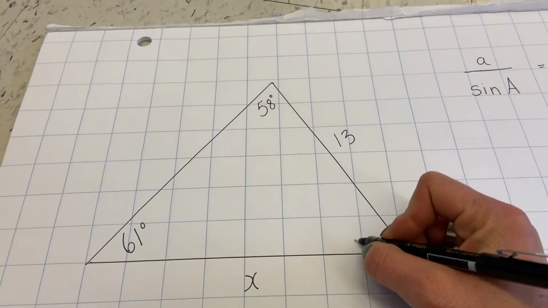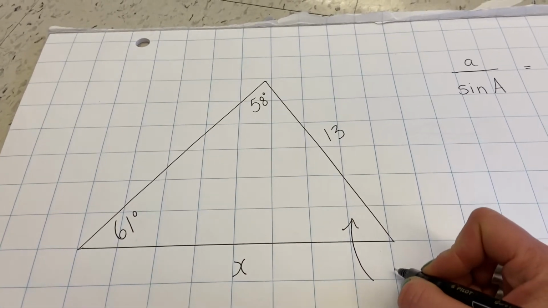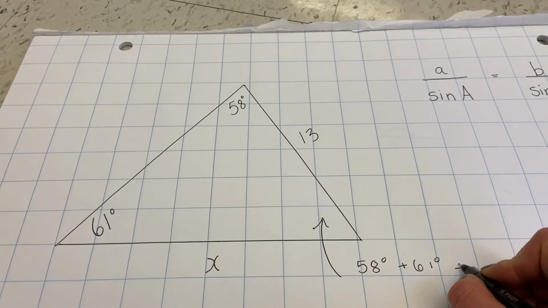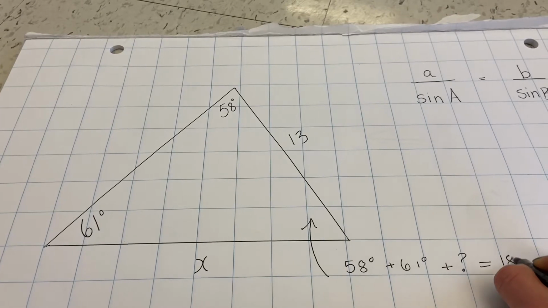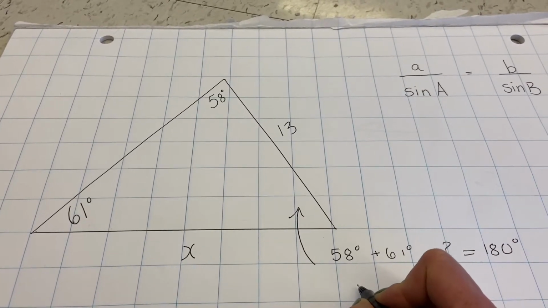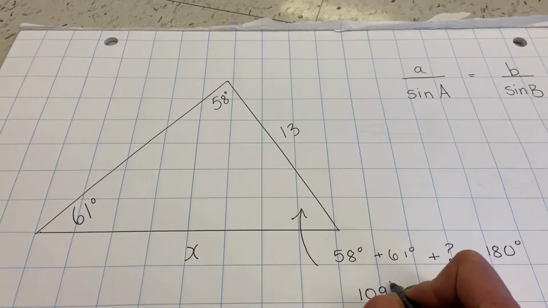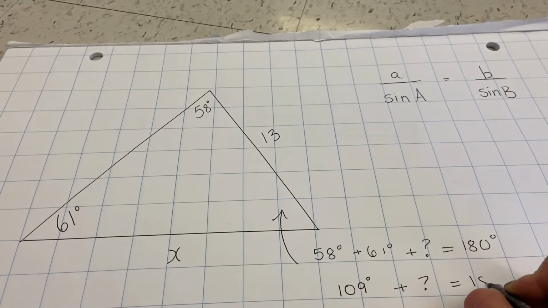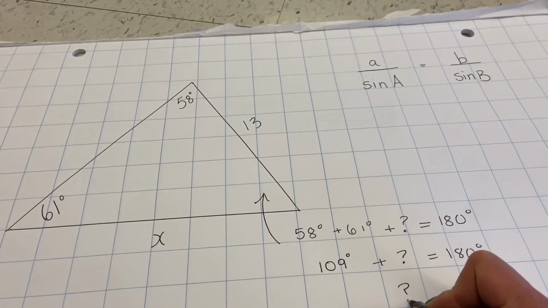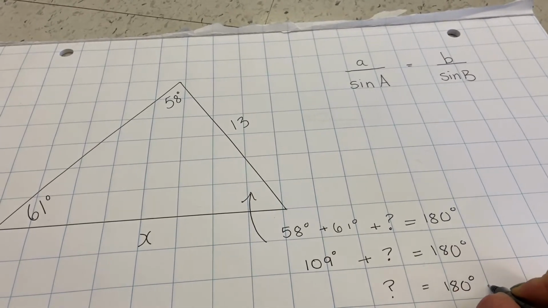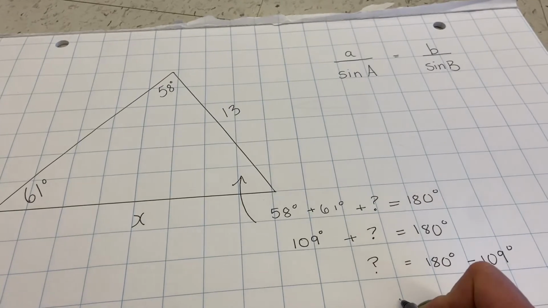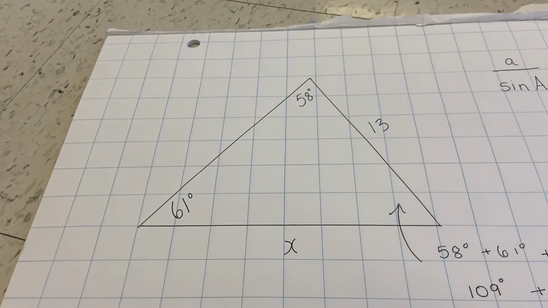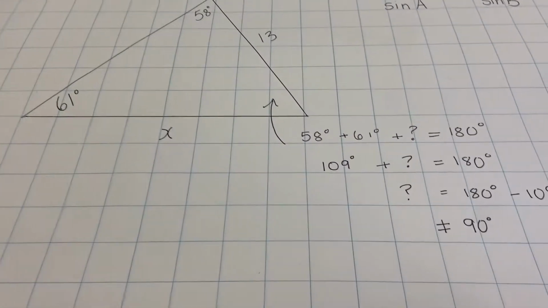I know that in a triangle, all the angles add up to 180. So 58 plus 61 plus this missing angle here have to add up to 180. 58 and 61 gives you 109 degrees, plus that missing one in the corner, equals 180. And that means my missing angle is going to be 180 minus 109, and that does not equal 90 degrees. So like I said, this is a triangle unlike any triangle we've looked at so far, because it does not have a 90 degree angle in it.